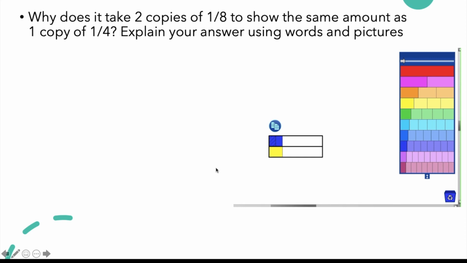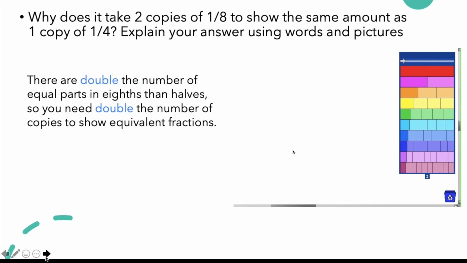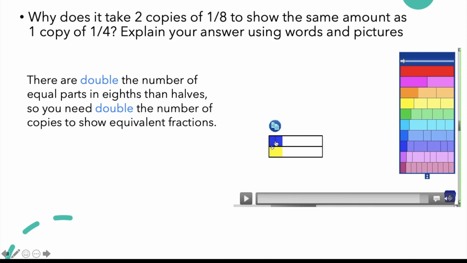All right, so now we need to write another sentence. Again, this question is just like almost every other question we've worked on, so I have a great sentence stem to work off of. So, I just went back to doubles because, let me get to my picture. There we go. For every 1, there's 2, and we know that double means 2 times. So there are double the number of equal parts in eighths than halves. So you need double the number of copies to show the equivalent fraction.